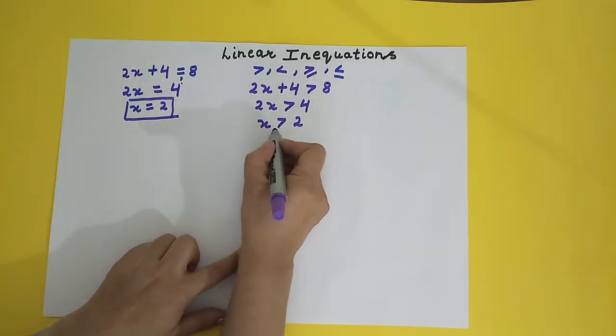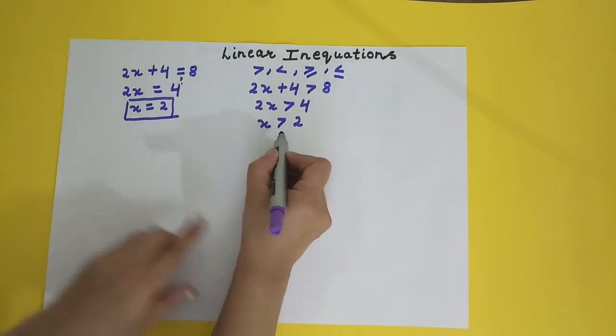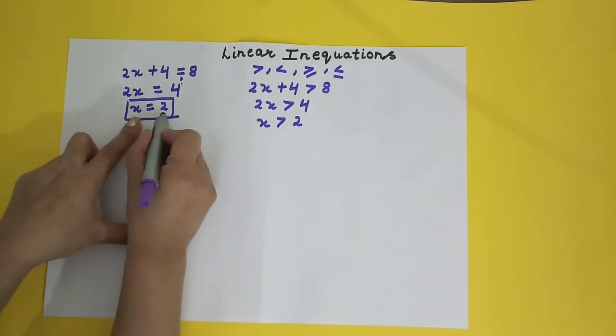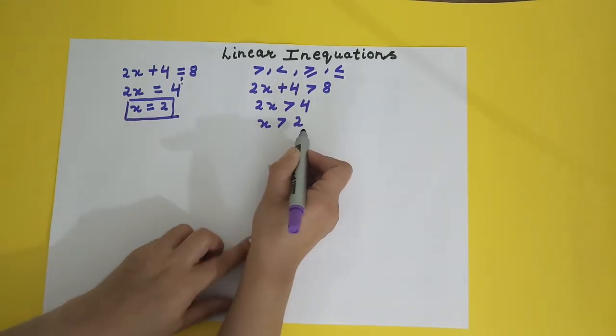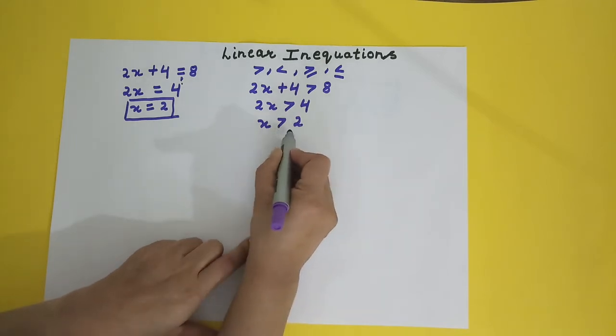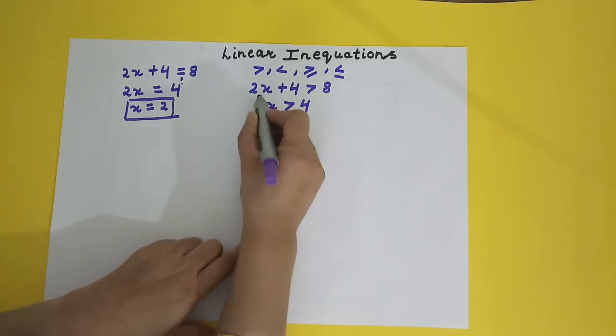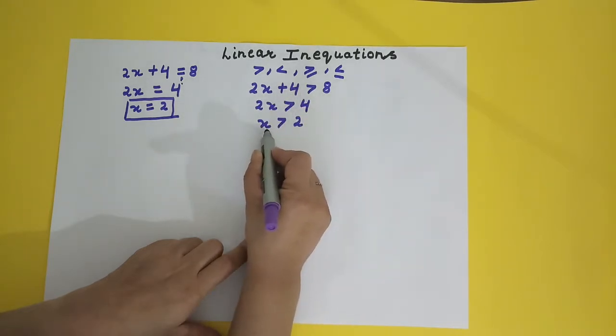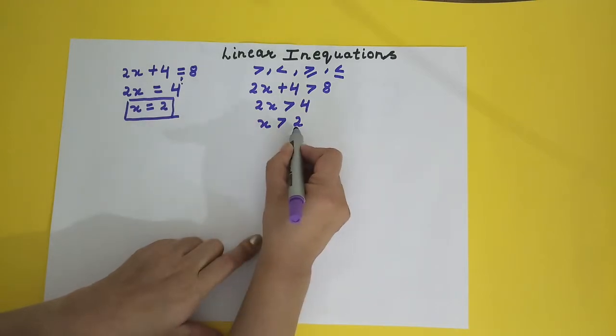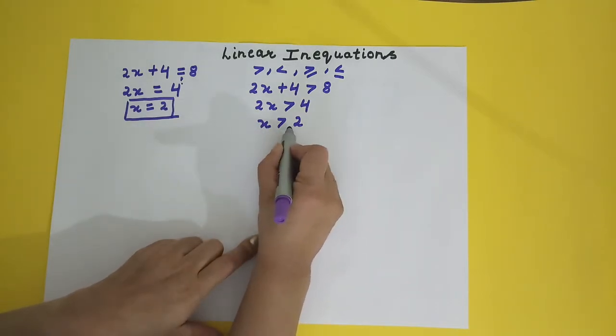Now what does this mean? Can we differentiate now? Here x was equal to 2. There was only one value for x. Now x is greater than 2. It means that for all the values of x which are greater than 2, this inequation will be satisfied. It won't get satisfied with x equal to 2. In fact, we don't have to take 2 here. All the values which are greater than 2.